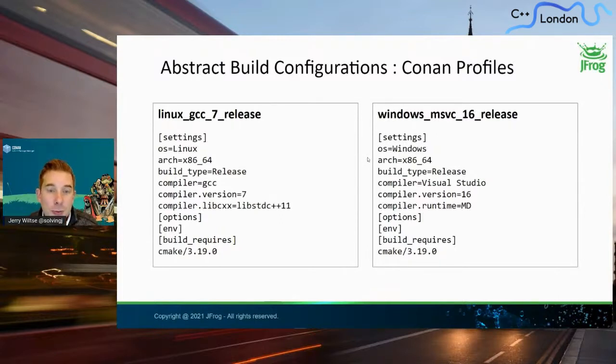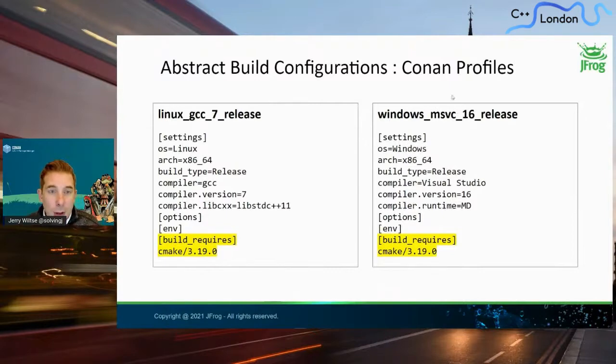So we will use both of these profiles we show here in our upcoming exercises today. The big difference is the one on the left will be for Linux with GCC version 7, and we'll be building the release config of that. The other one is Windows with Visual Studio 16, and also the release build there.